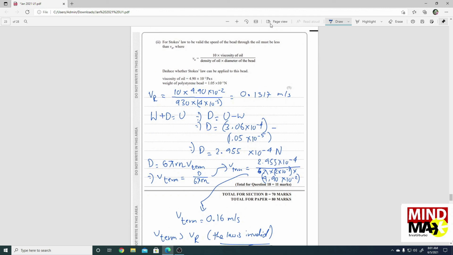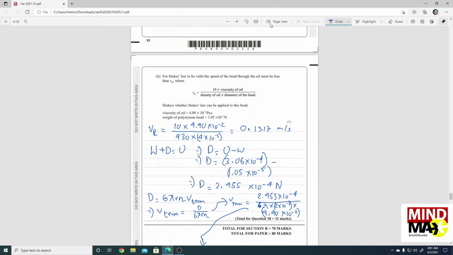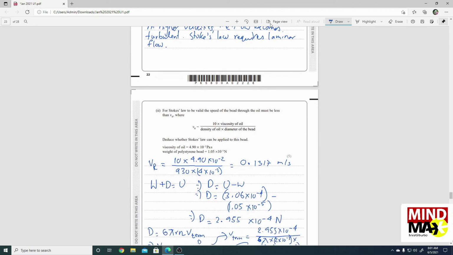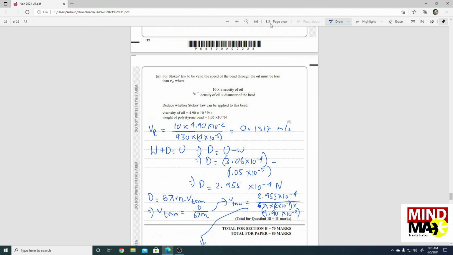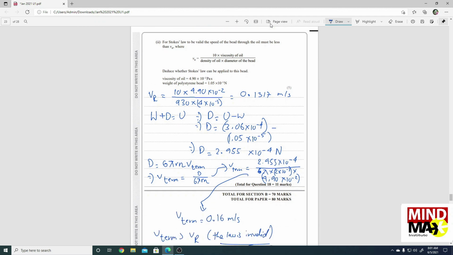Okay, so D is what? U minus W, and U is something we found here, 3.06 times 10 to the power minus 4, and W is the weight. And the weight is what? The weight is given here. Weight of polystyrene bead given in the question. This is the weight. So the drag force comes to this much. And what is the formula for drag force? The Stokes force is what? 6 pi r eta v, right? Eta is the coefficient of viscosity, which is given here, 4.90 times 10 to the power minus 2.